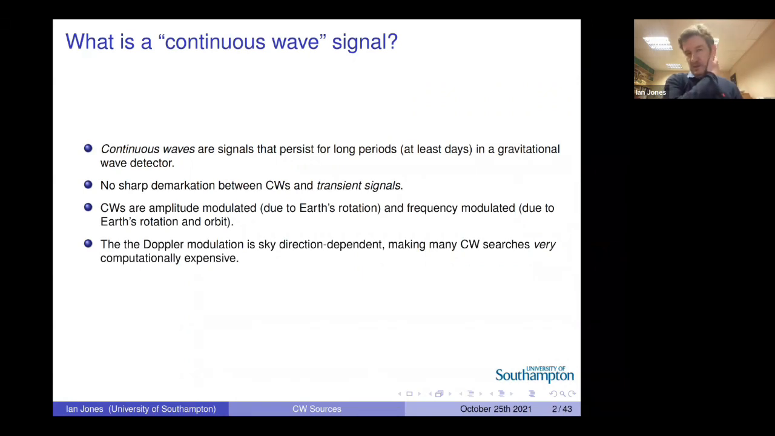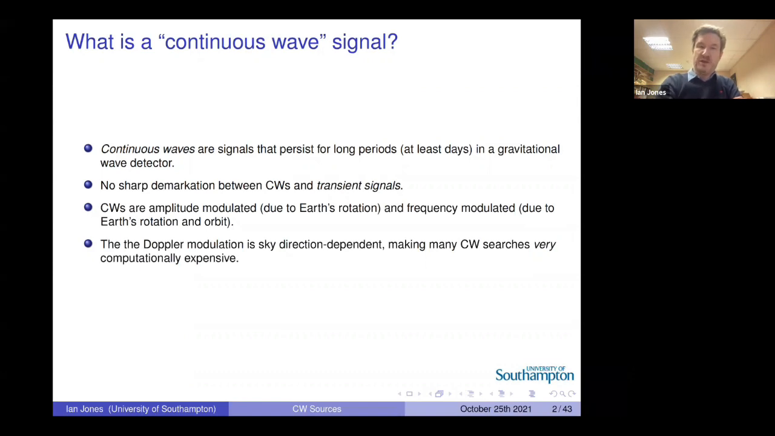So what do we mean by a continuous gravitational wave? Maybe we should start by asking that question. Well, there's no really hard definition of this, but I would say a continuous wave is a signal that lasts for a long time. And what do we mean by that? Well, this is the bit that's not so precise, but at least days.